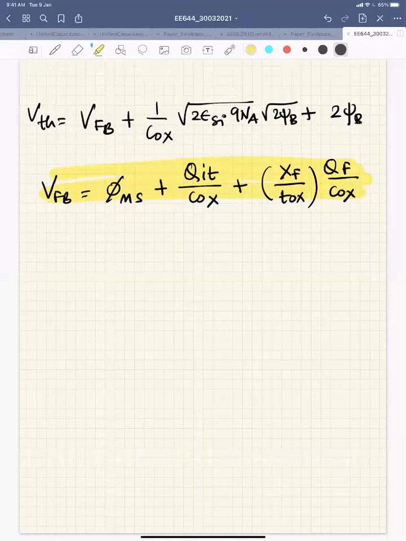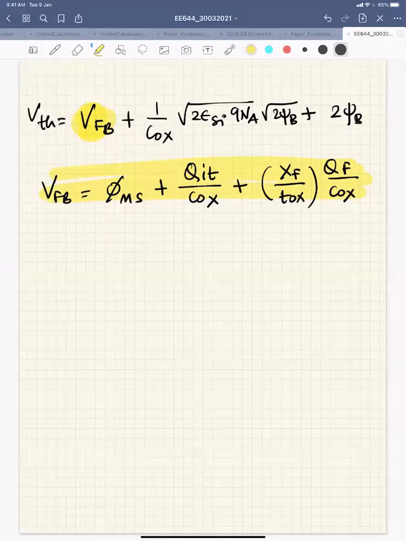So that's the significance of the flat band voltage. If the flat band voltage is 0, where we started by assuming that phi m equals phi s and there are no charges, so silicon is ideal, your silicon dioxide interface is ideal, your oxide is ideal, then your flat band voltage is 0, right?